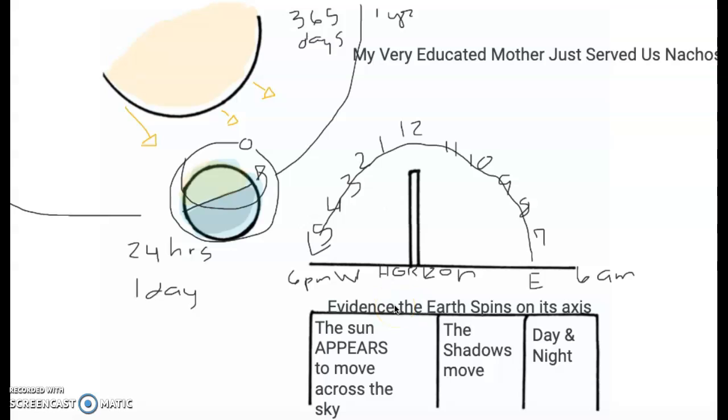What evidence do we have that the earth spins on its own axis? Well, the sun appears to move across the sky, the shadows move throughout the day, and the most important one, we have day and night.